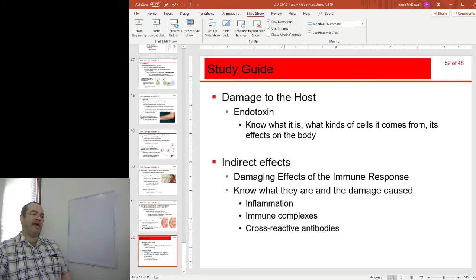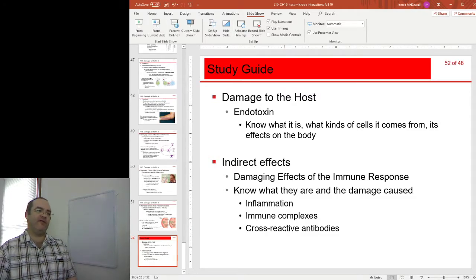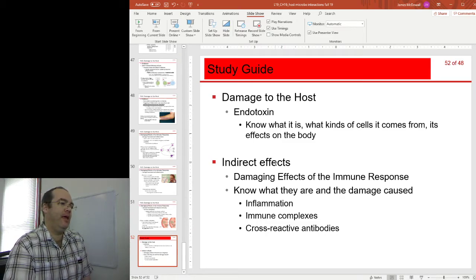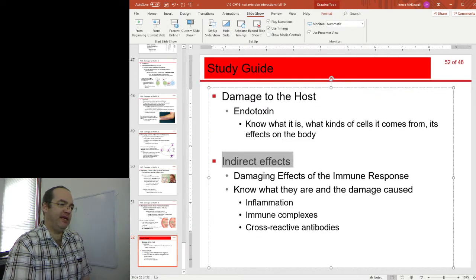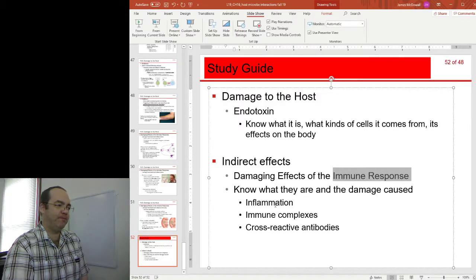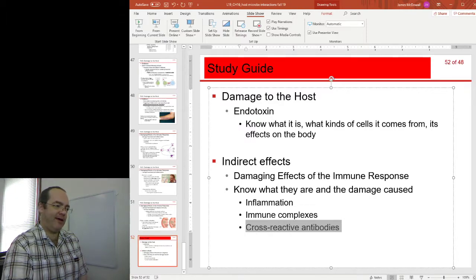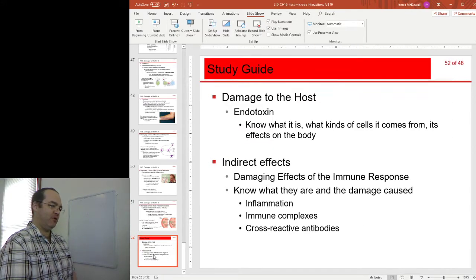Okay, damage to the host: endotoxin. Know what it is, know what kinds of cells it comes from, know its effects on the body. Indirect effects, particularly the effects of inflammation from the immune response. Also, immune complexes and cross-reactive antibodies. Know why they're a problem, know what kind of damage can be caused. Okay, that is that for this set of lectures.